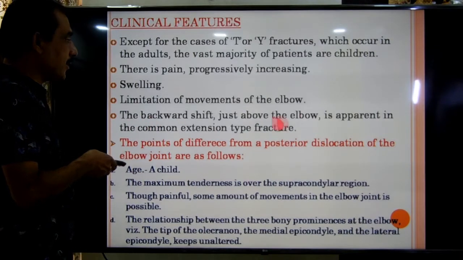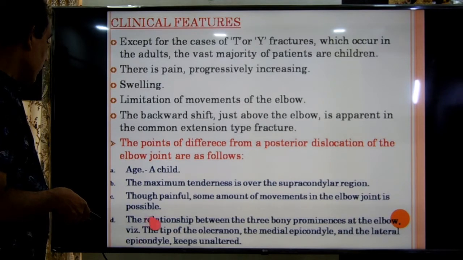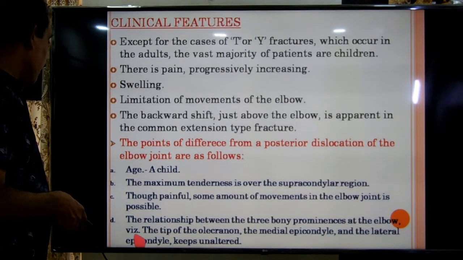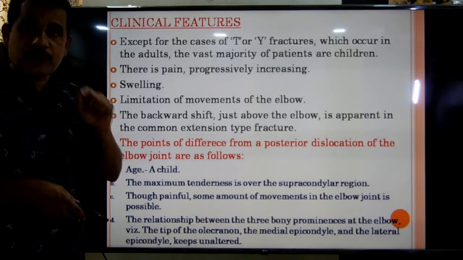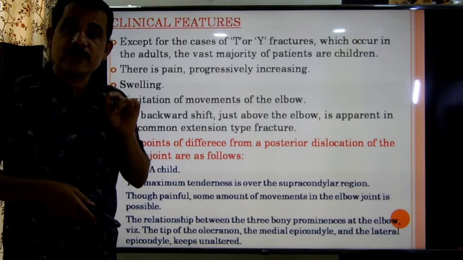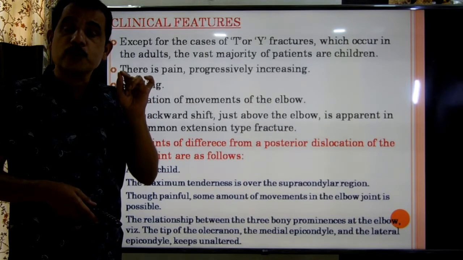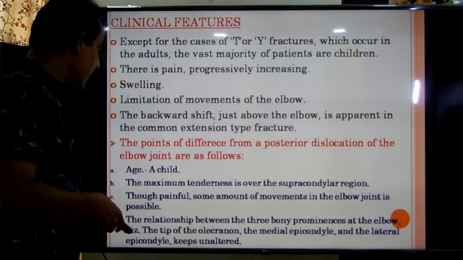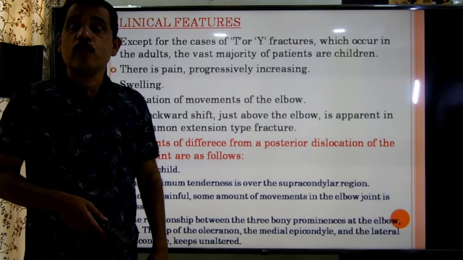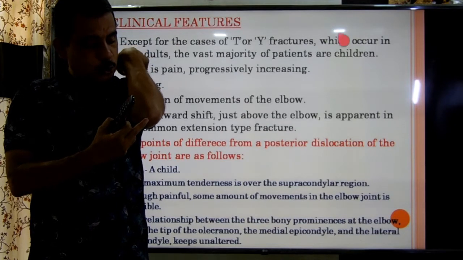You have seen here, limitation, but movement can be possible, and these movements may be painful also. Then the very diagnostic feature that will accurately distinguish posterior dislocation of the elbow from the supracondylar fracture is the relation between the three bony prominences. You will see at our elbow the three bony prominences are there: 1, 2 and 3.